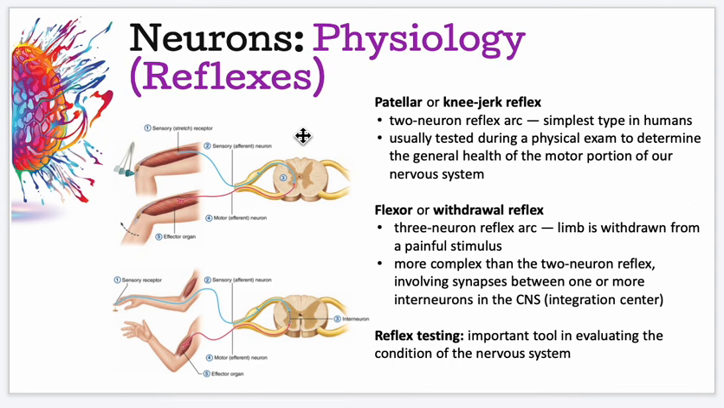So we can usually test this during physical examinations to determine the general health of the motor portion of the nervous system. We can also test for the flexor or withdrawal reflex. That's a three neuron reflex arc. So when you do a physical examination involving the nervous system, the reflex testing is a very important tool.